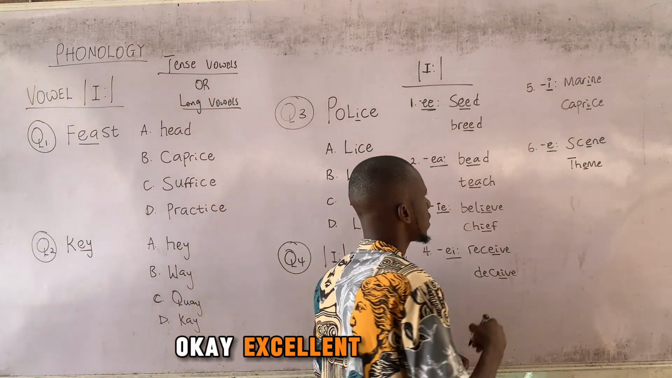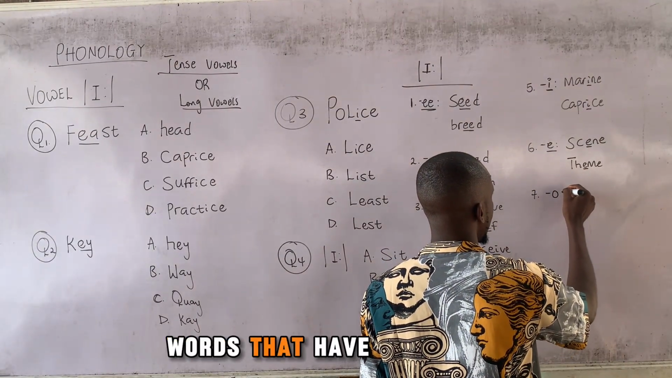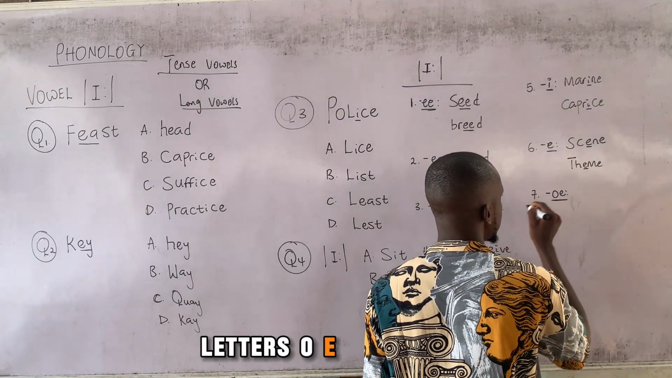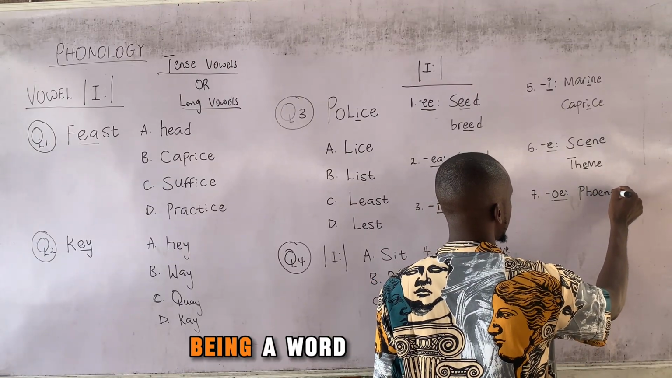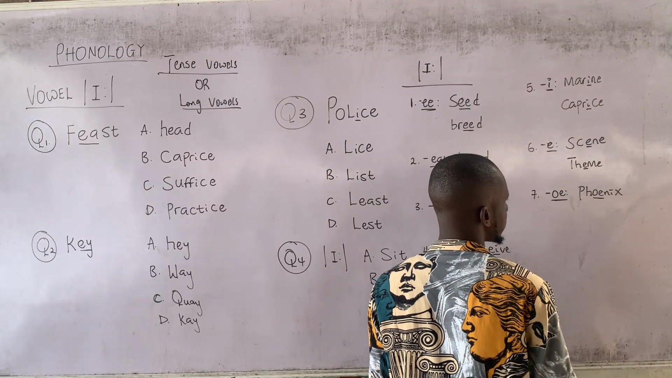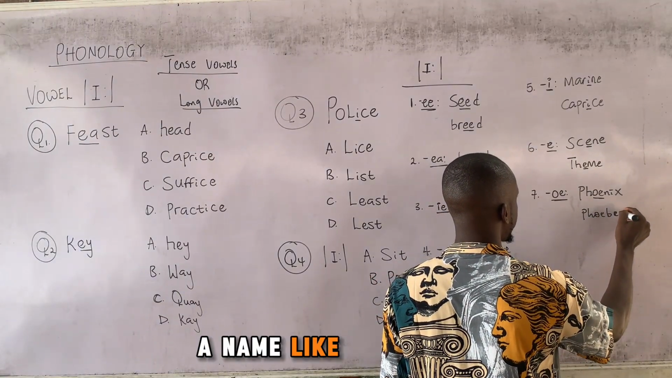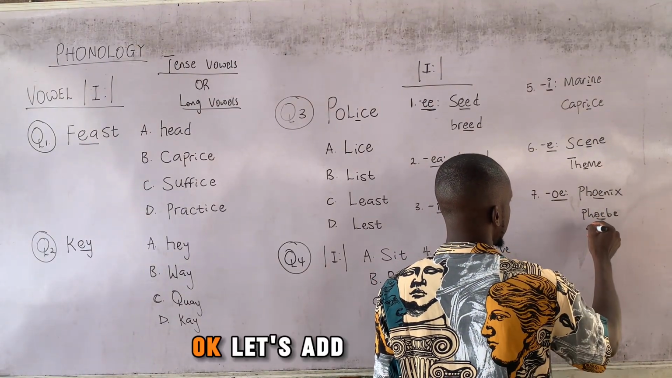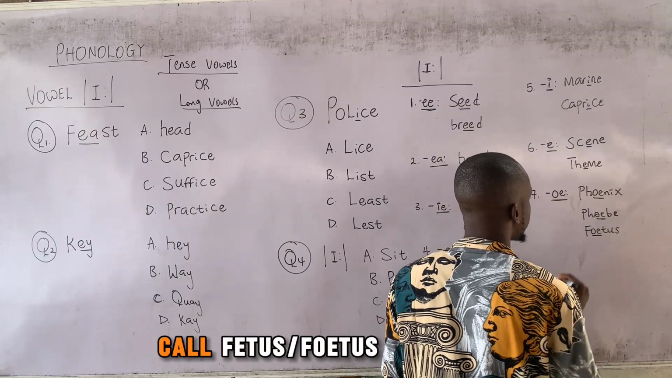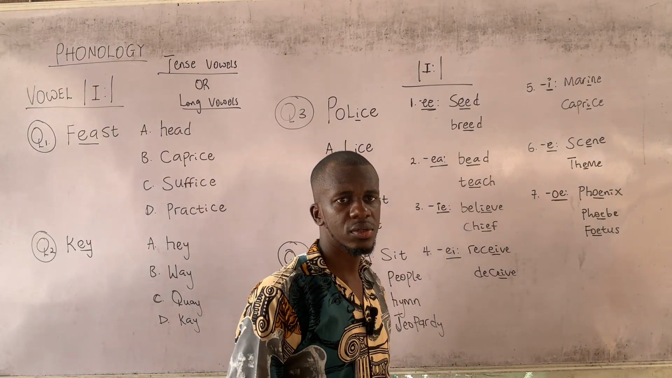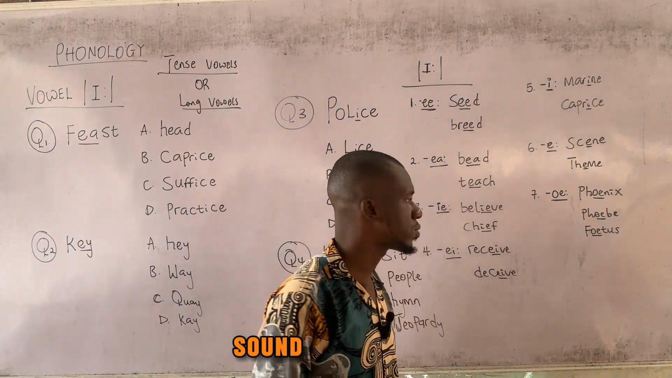Okay, excellent. Number seven, we find it in words that have the letters OE, with popular examples being a word like phoenix, a name like Phoebe. Let's add another example here, something we call fetus. Okay, these letters produce the long E sound.